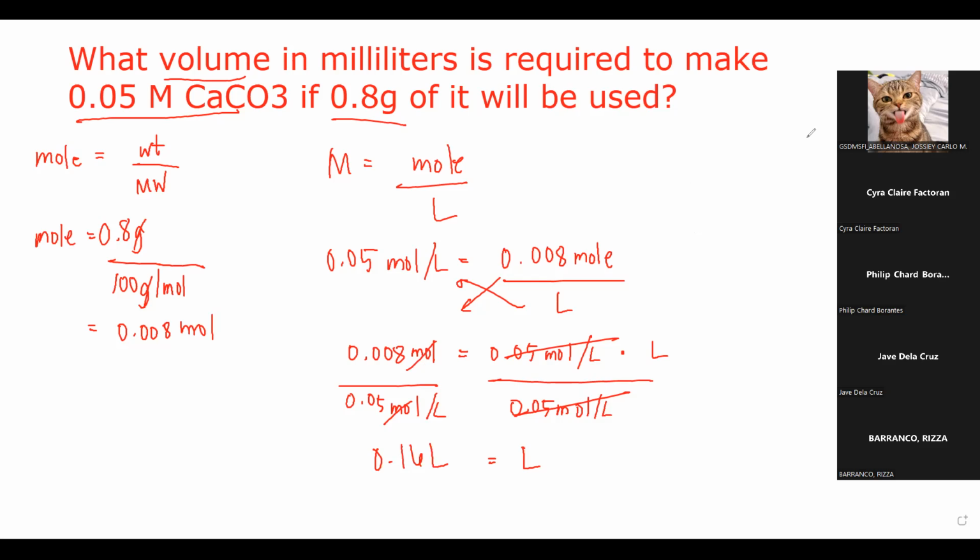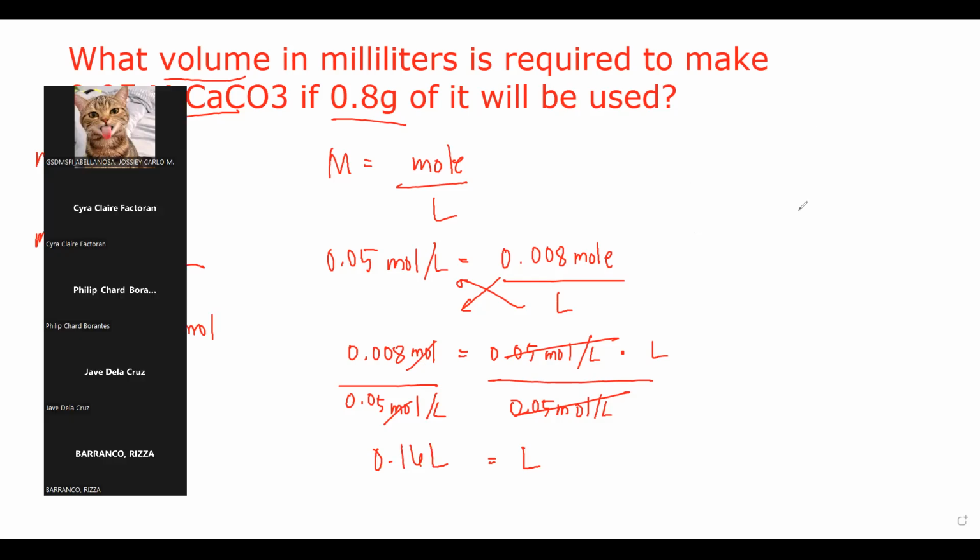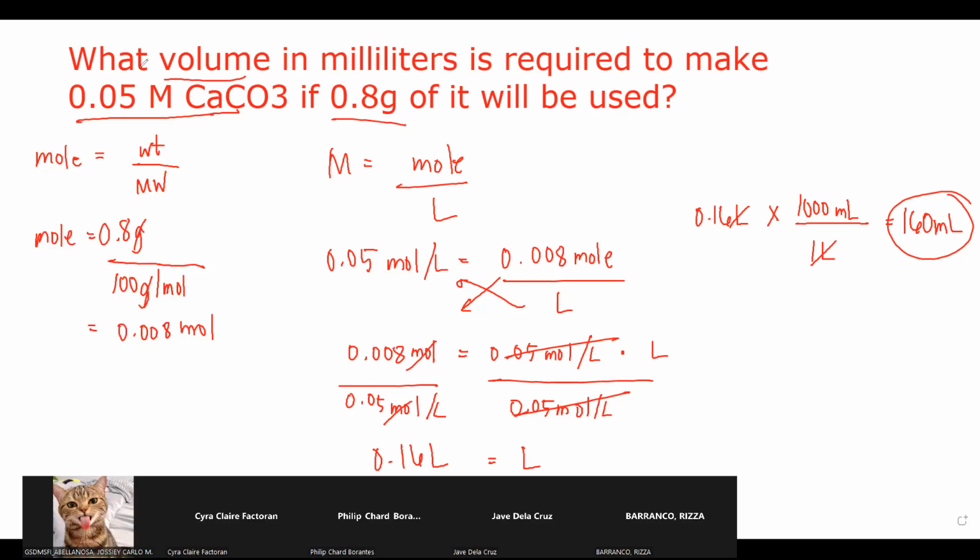Kaya lang, yung question ko kasi volume in milliliters. So 0.16 liters times, sa isang litro, meron tayong 1,000 ml. Cancel the liters. So this is times 1,000. The correct answer is 160 ml. So kailangan ang solution ay 160 ml para ma-achieve natin yung 0.05 na molarity kung ang gagamitin na weight of the sample is 0.8. Okay? So again, that's 160 ml.